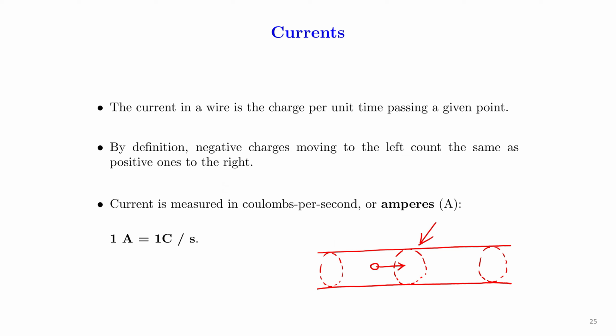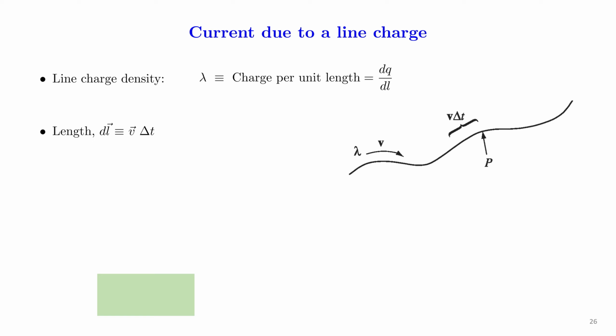In the following sections, we shall try to understand the different configurations of currents. The first one is the current due to a line charge. Let us consider a wire through which there is a flow of charges. We denote lambda as the charge per unit length, that is dq over dl. If we assume a very small length dl of the wire, then this can be written as the velocity of the charges multiplied by the time it takes to traverse that length, that is v times delta t.